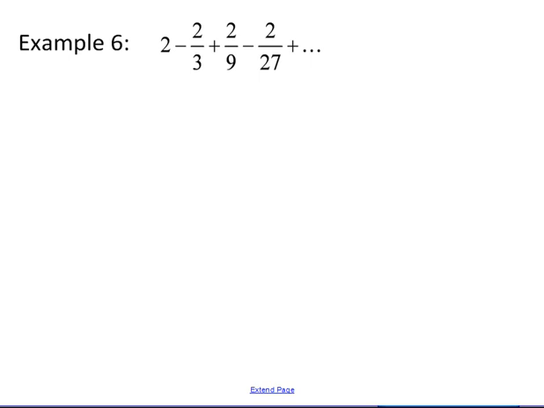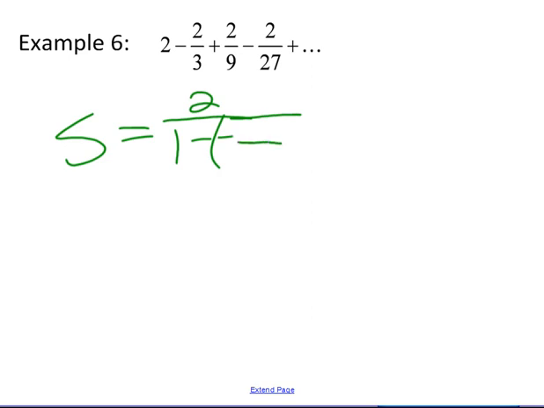So let's do one more example. We need the first term, the common ratio. Notice the signs alternate, so it is going to be a negative. We do have a fraction, and the tops are the same, so we got a 1 on top. If you look at the bottom, we have 3 and then 9 and then 27, so we're multiplying by 3.